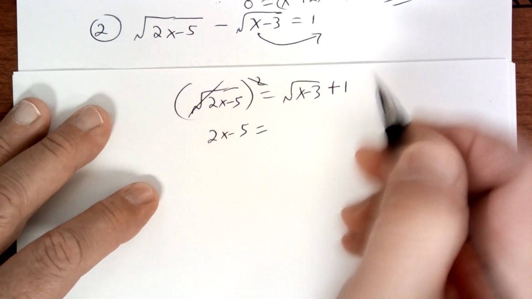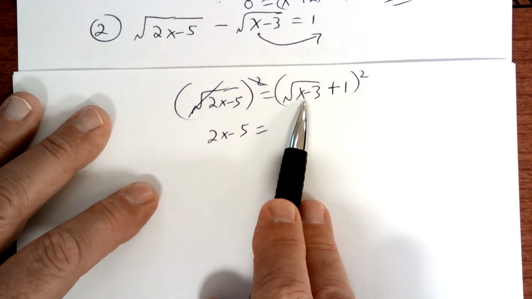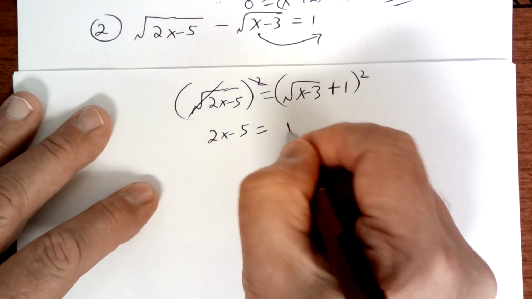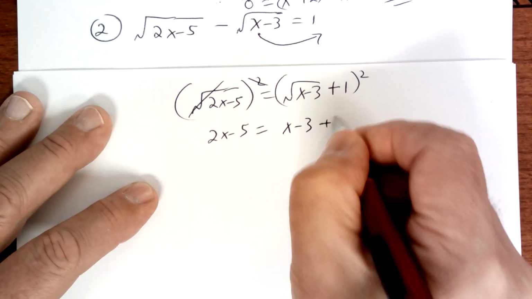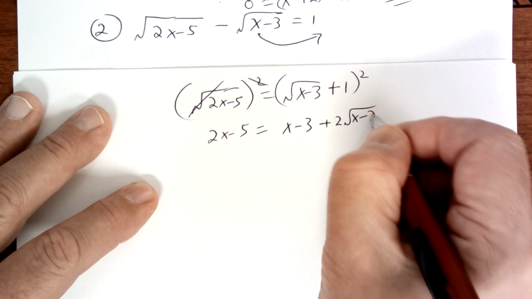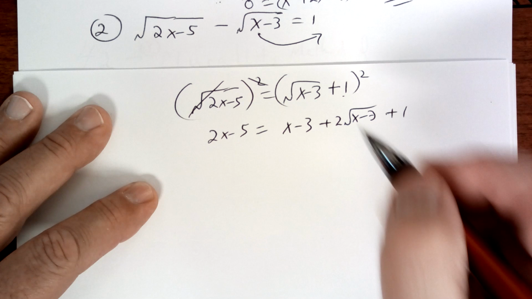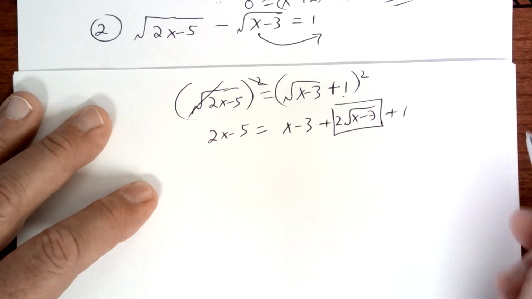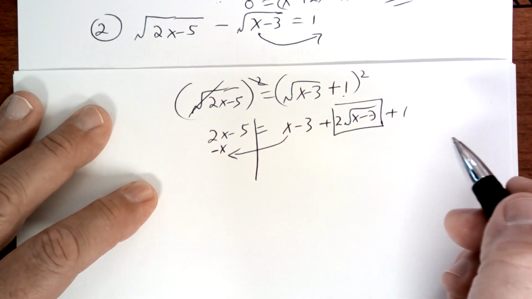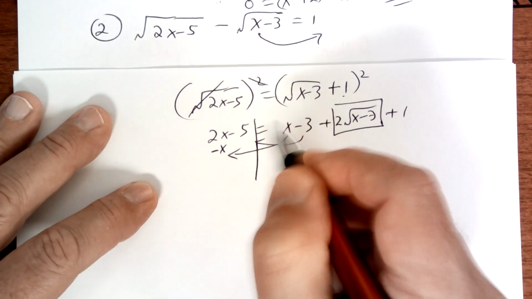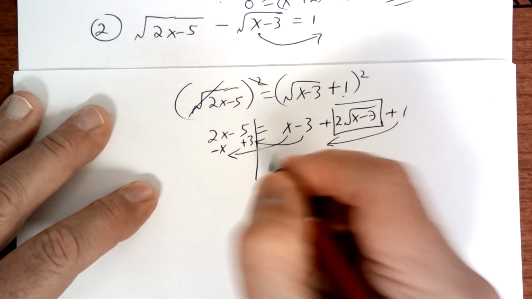And when you square this side, you got to do FOIL. So FOIL is this times itself, which is just going to be x minus 3. This times 2, so that's going to be plus 2 times the square root of x minus 3. And then 1 times 1 is plus 1. Once you get to this point, you want to put this by itself. So I would move the x over, that's going to become a negative x. I would move the 3 over, that becomes a plus 3. And I would move the 1 over, and that becomes a minus 1.